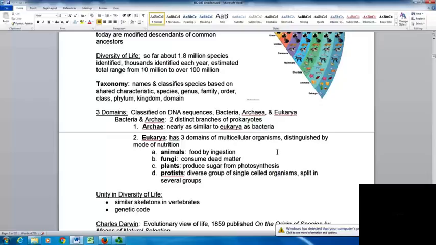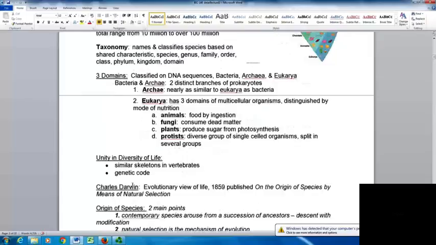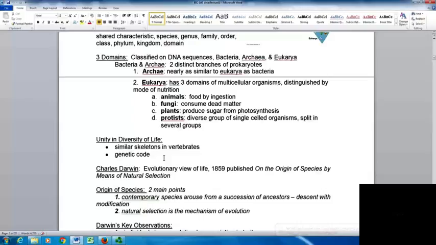So when we look at the diversity of life, we also see a lot of unity. If you look at the vertebrates, we all have similar skeletons. If you were to look at your arm and shoulder complex down to your hand, you'd see that you've got a clavicle and your humerus, one bone in the top. You've got two bones in your forearm, your radius and ulna. You've got seven bones in your wrist, five bones in your hand, and five digits.